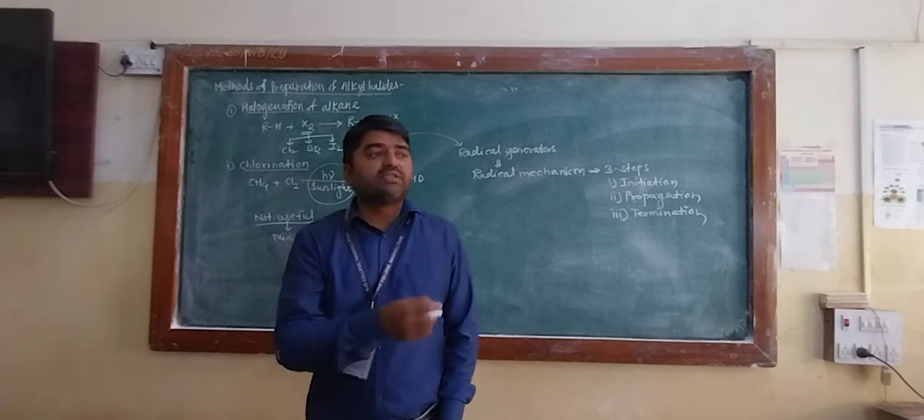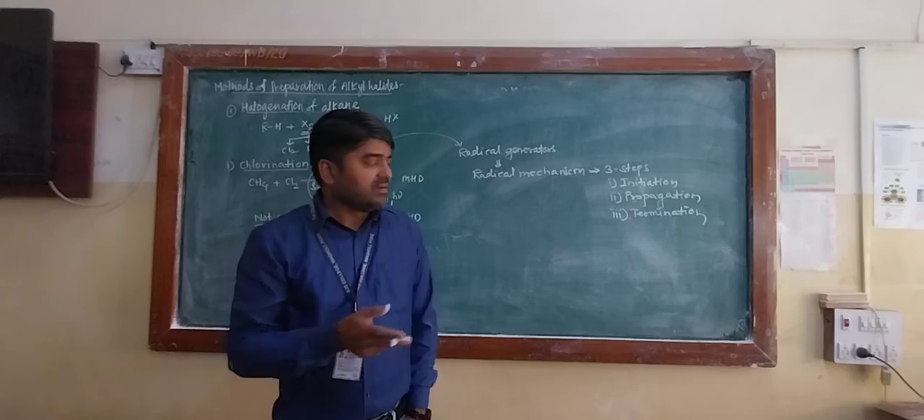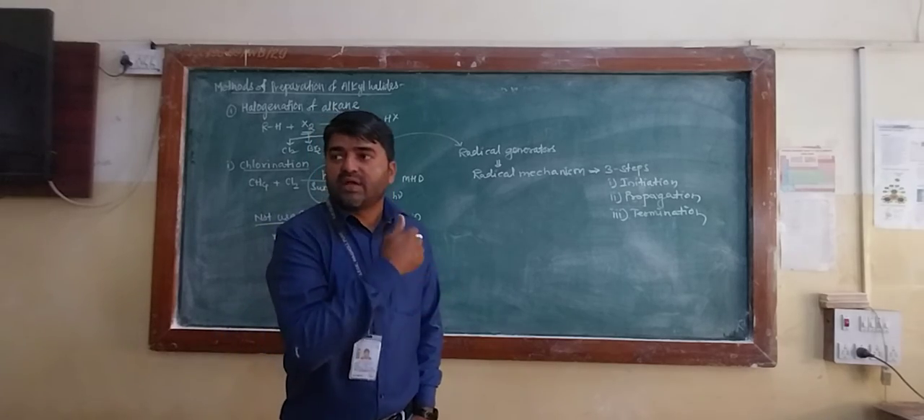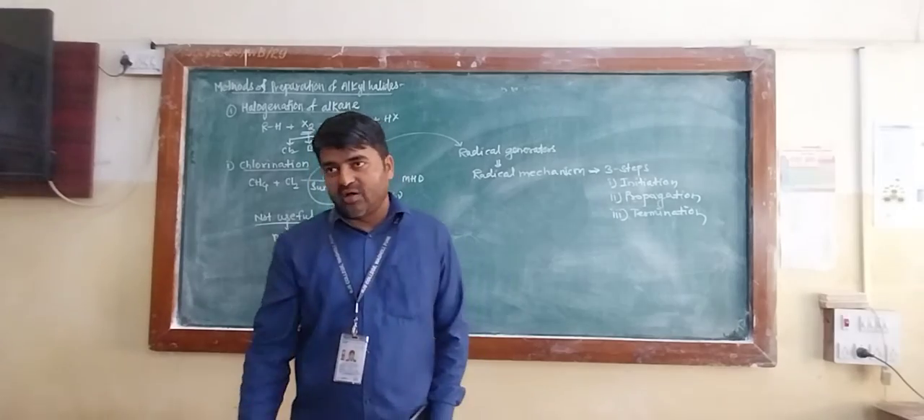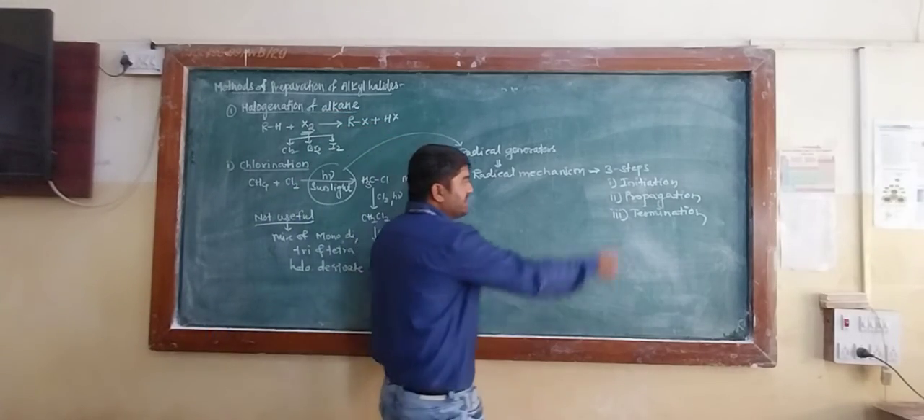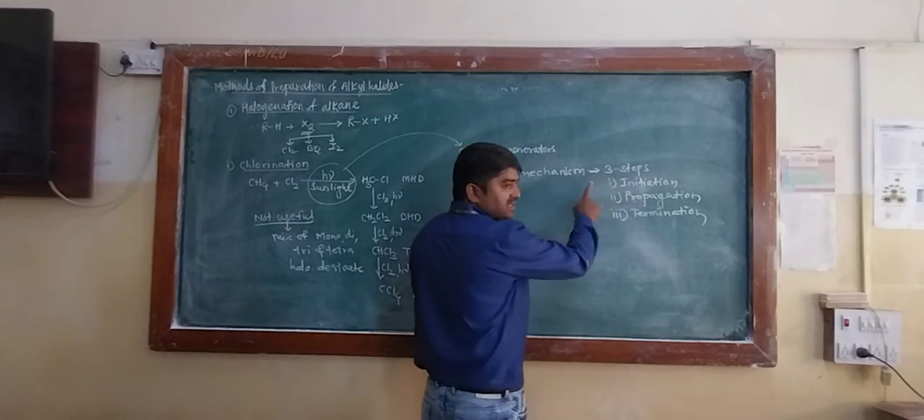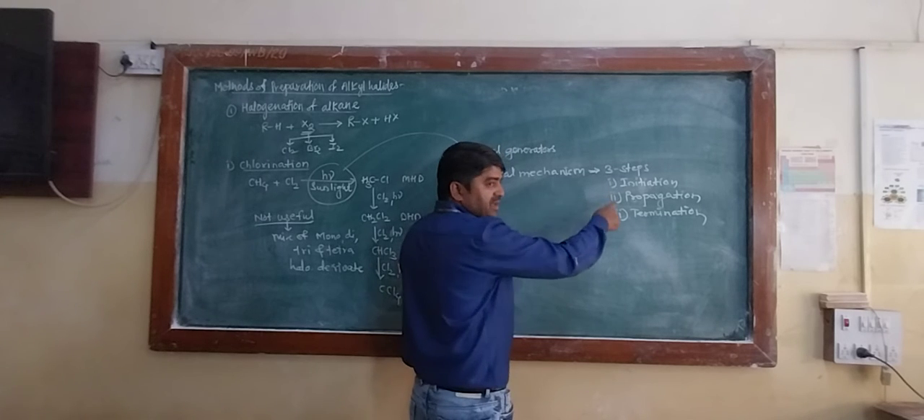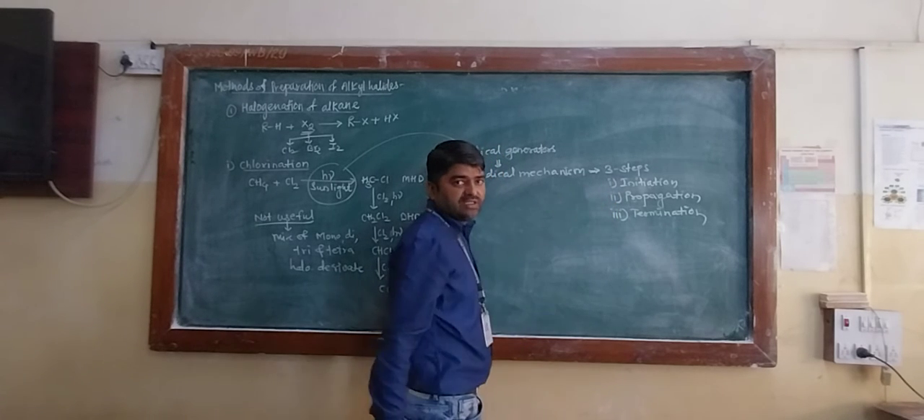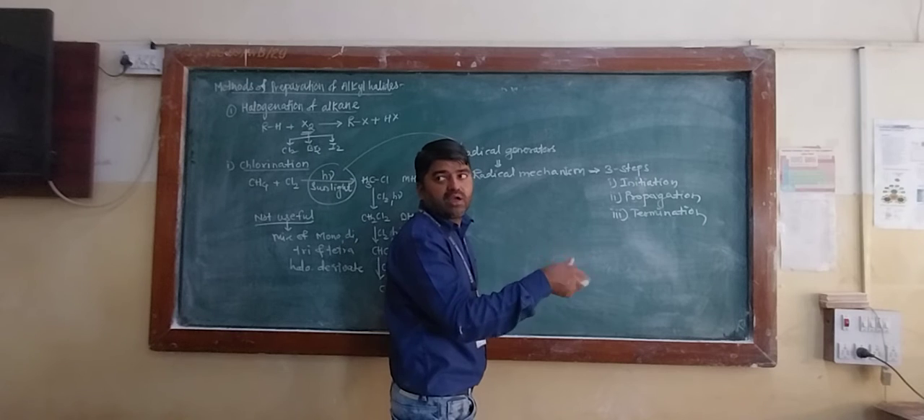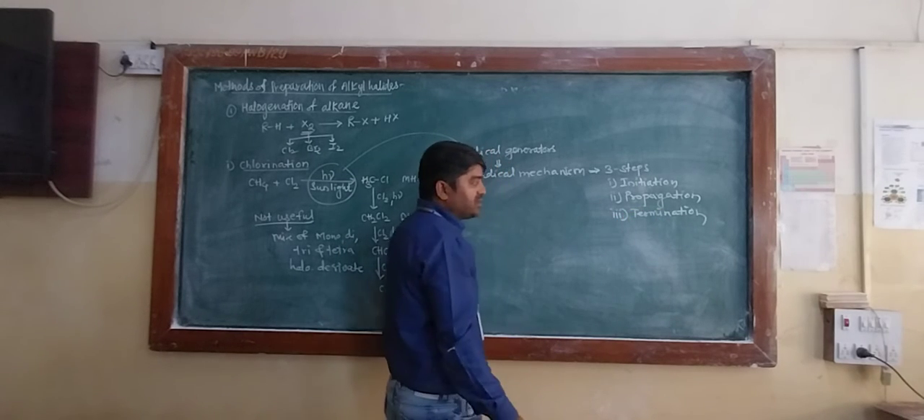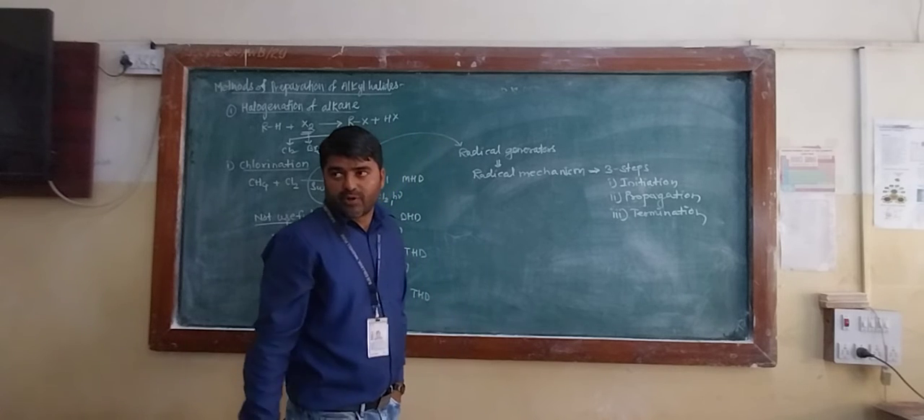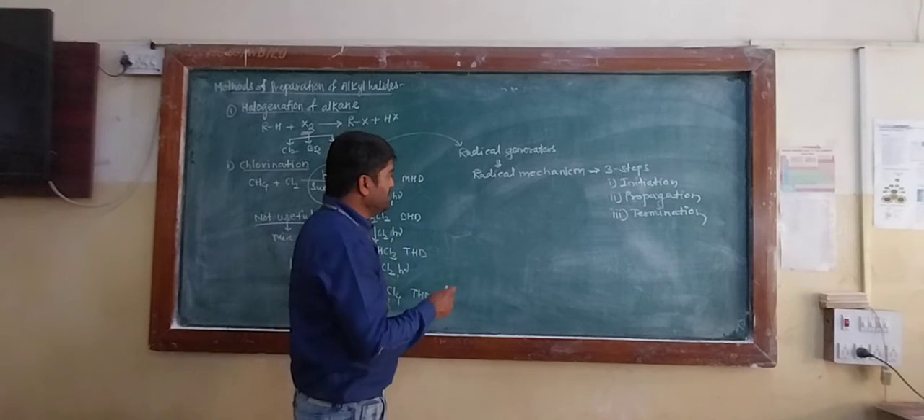Initiation means there is a starting of the reaction. In propagation there is a continuation of the reaction, and in termination there is an end of the reaction. So radicals are generated in the initiation step. In the propagation step, the radicals combine with other species and you get the product along with a new radical, and in termination all radicals combine with each other to give the neutral product.